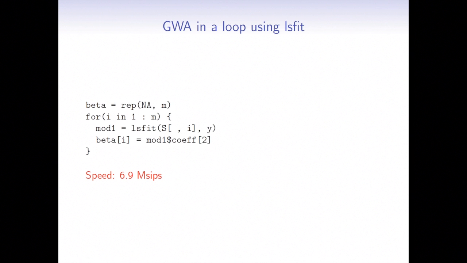Another thing that we can do is change the function in a loop. So instead of lm, we can use lsfit, fitting a least squares model. So everything stays the same. I'm not showing here anymore how we simulate the data. So I pre-specify my vector, and here the story goes the same way, just I'm fitting the lsfit function. And we see already that we improved the speed to almost 7 megasips. So just by simply replacing one function by the other, we can hugely speed up the computations.